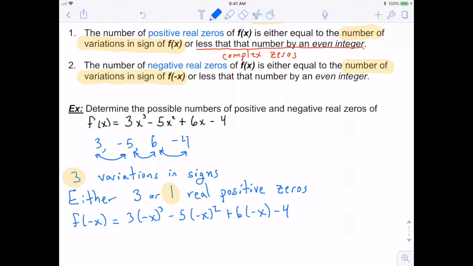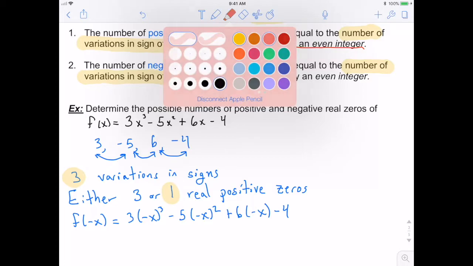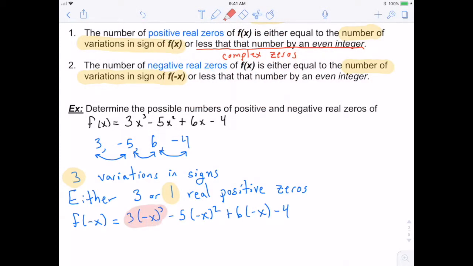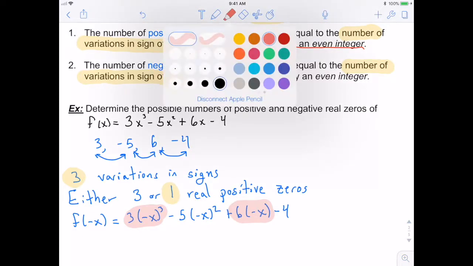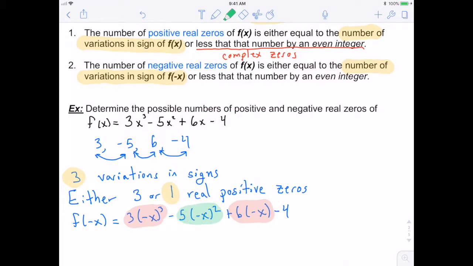So our polynomial becomes 3 times parentheses negative x cubed minus 5 times parentheses negative x squared plus 6 times parentheses negative x minus 4. And if we look here, let's do another color. Any time that we have an odd powered exponent, this is going to change the sign. And every time we have an even powered exponent, everything's going to stay the same. We count minus 4 as being even, since I can actually write this as x to the power 0. And we consider 0 an even number.